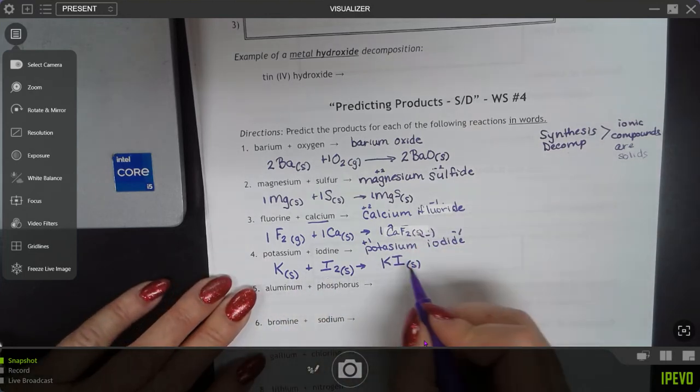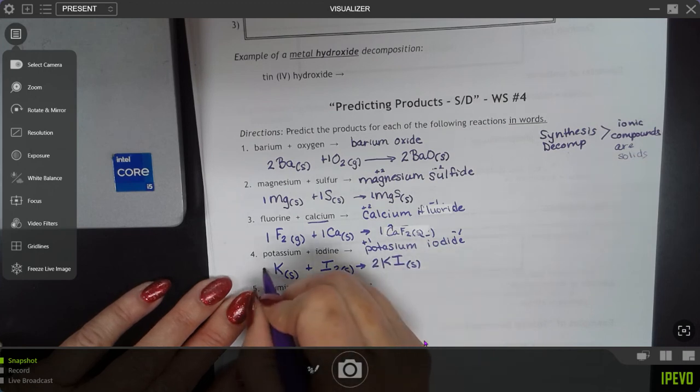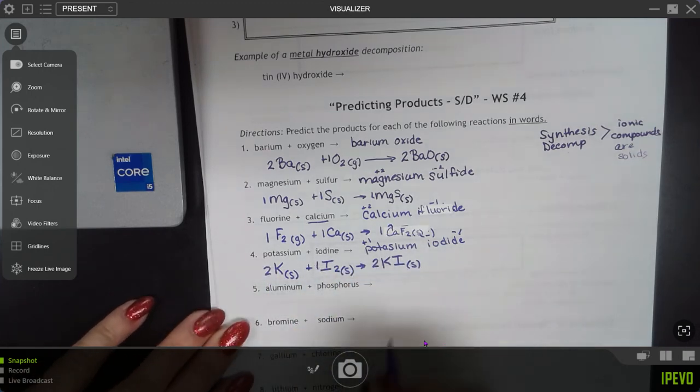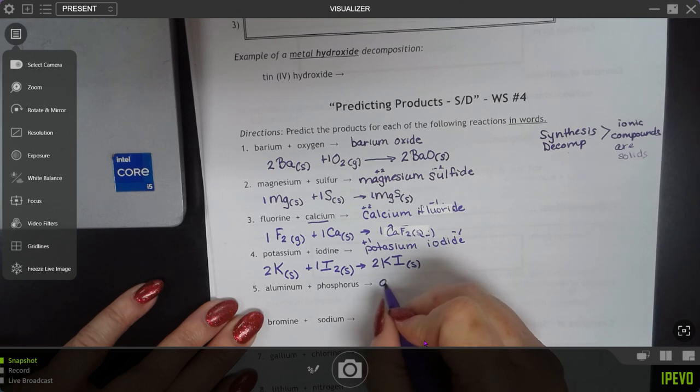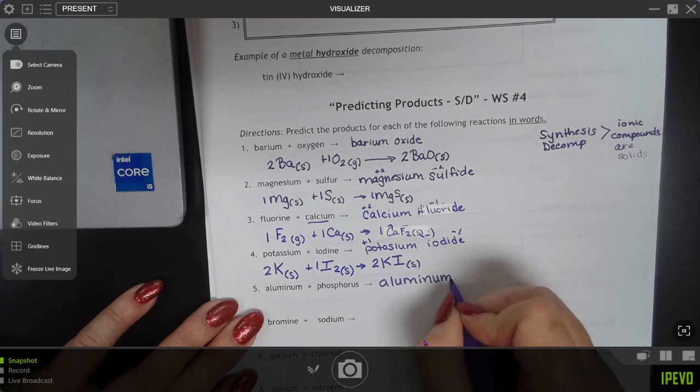Potassium plus iodine gives us potassium iodide. We need a 2 there and a 2 there. All right. Aluminum and phosphorus is going to produce aluminum phosphide.